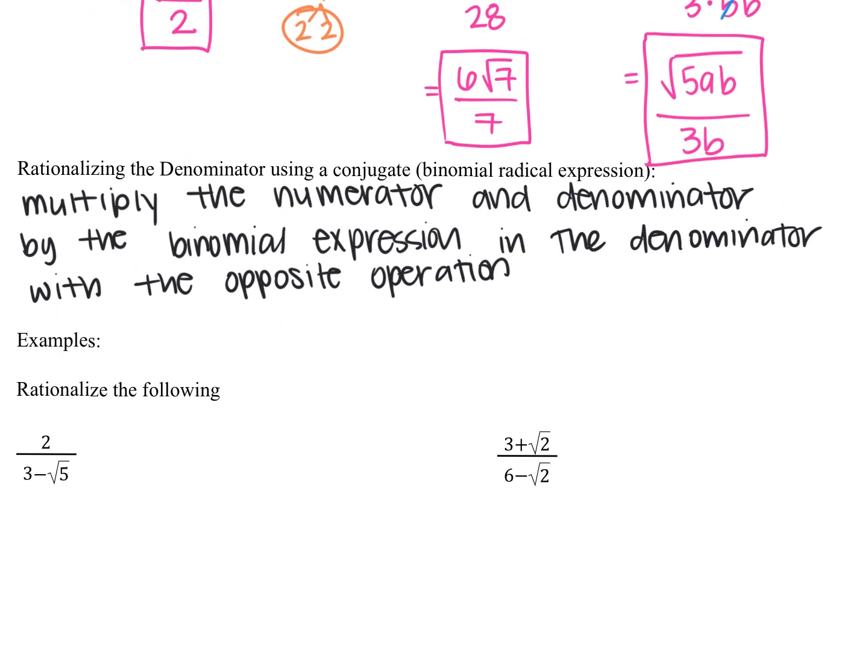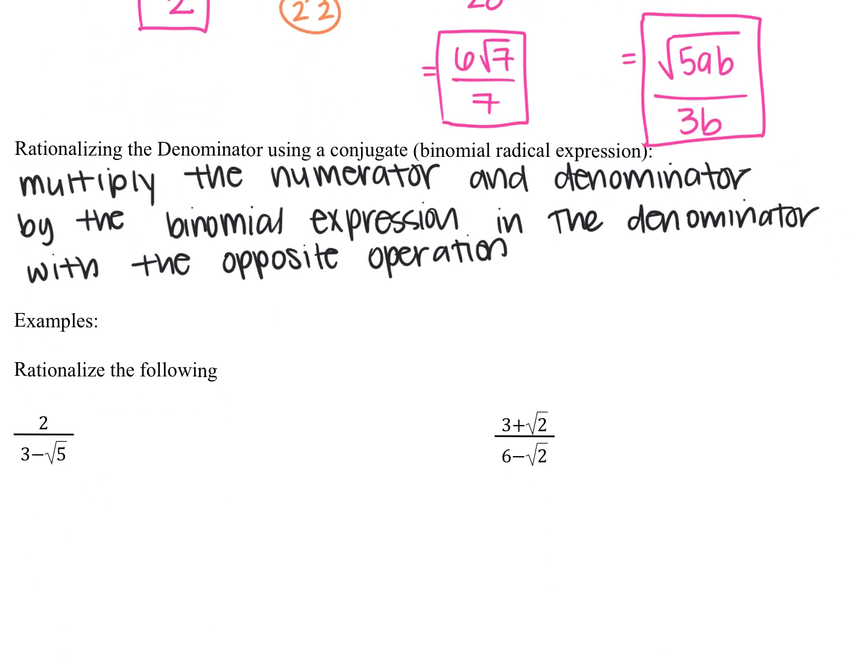The second type of example that we're going to look at is rationalizing the denominator using something called a conjugate. This is specifically used when you have a binomial radical expression. That means you have a number plus or minus a radical, or vice versa, in your denominator. So what we do here is multiply the numerator and denominator by the binomial expression in the denominator with the opposite operation. So we're not multiplying the numerator and denominator by the same thing that's in the denominator, but the one with its opposite sign.